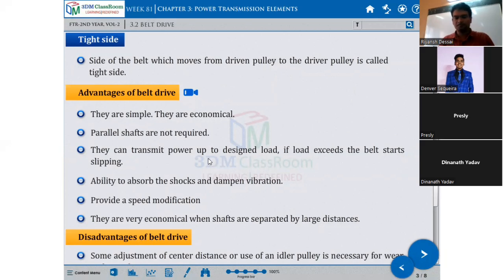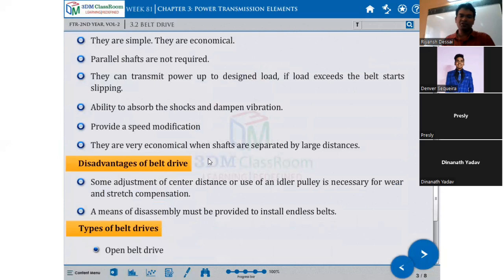They have the ability to absorb shock and dampen vibration, and provide speed modification. They are very economical when shafts are separated by a large distance, with this shaft and that shaft at a distance. Some adjustment of center distance or use of an idle pulley is necessary for wear and stretch compensation. Maybe there are chances the belt will slip, so it requires an additional idle pulley. A separate assembly must be provided to install an endless belt.